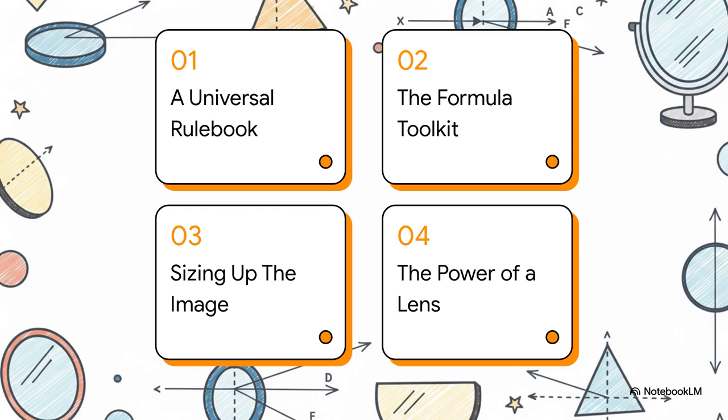First, we're going to lay down the law, a universal rulebook for how we talk about light. Then, we'll bust out the formula toolkit that lets us make some amazing predictions. After that, we'll figure out how to size up an image. And to wrap it all up, we'll uncover what that power number on your glasses prescription actually means.